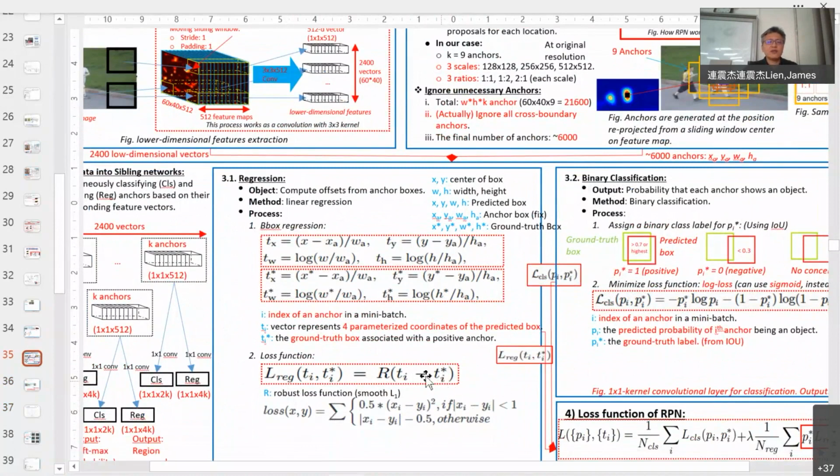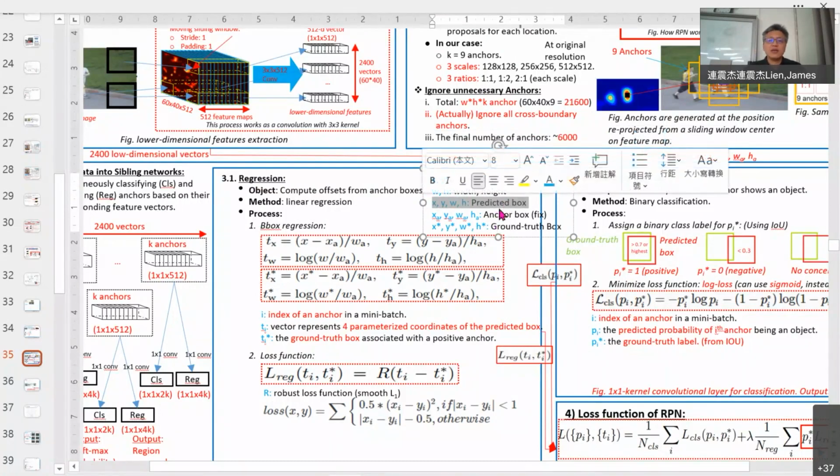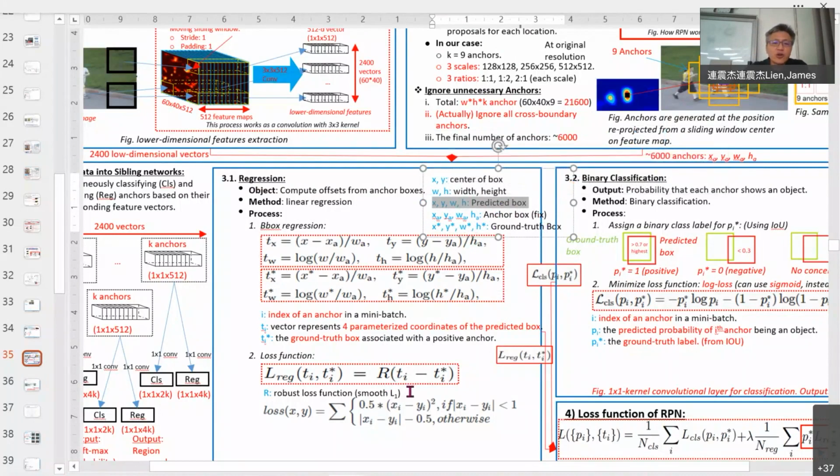So basically, regression has a center xy with wh. Okay, and you have a what? You have a this one, and then you have prediction is this prediction is meaning estimation. So estimate, and A is mean anchor, and ground truth is star. Okay, so what we try to estimate T will include X, Y, W, and H.